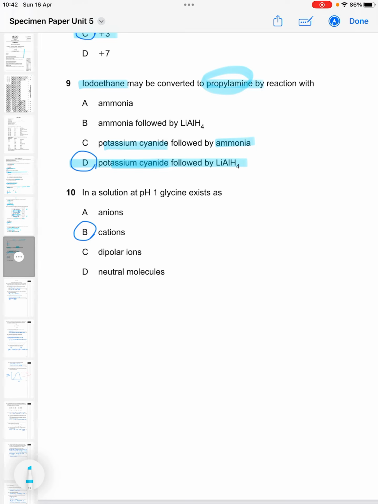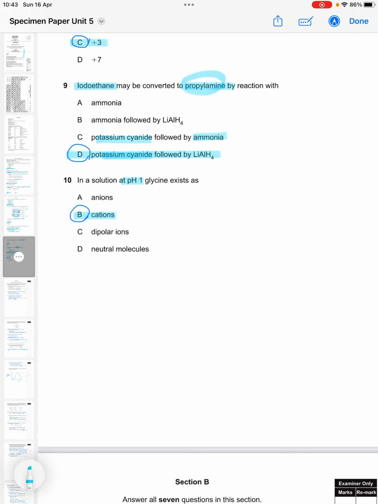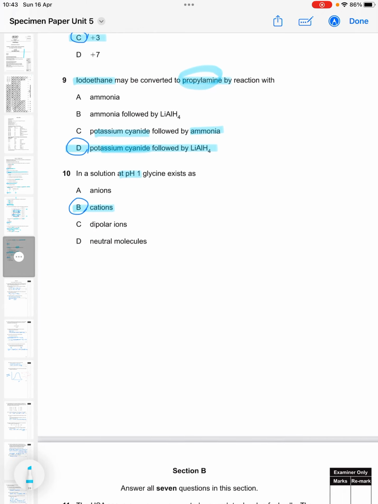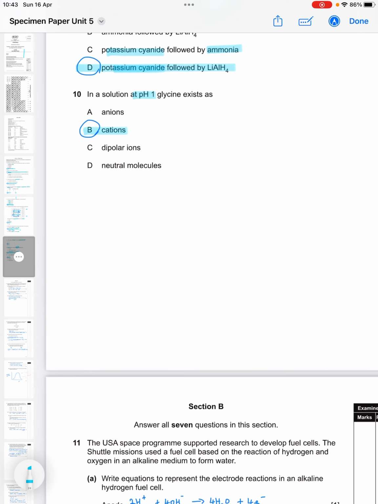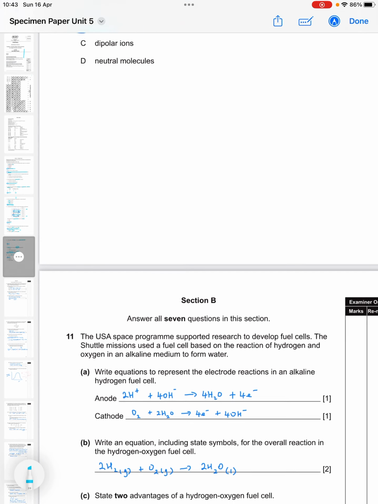And then number 10, in a solution at pH 1, glycine exists as you've got a choice of anions, cations, dipolar ions, or neutral molecules. So think about in pH 1 solution, you've got lots and lots of hydrogen ions. So they're going to bind to the COO minus, and then we still have the NH3 plus on the other part of the zwitterion. So it's going to be cations there. So 10, B, cations.